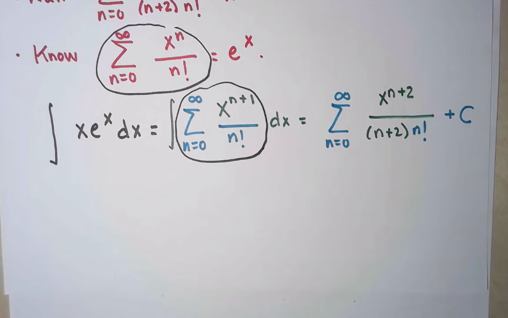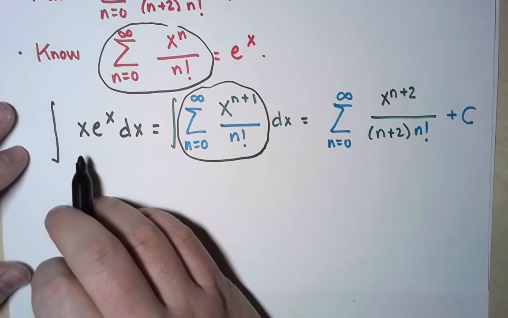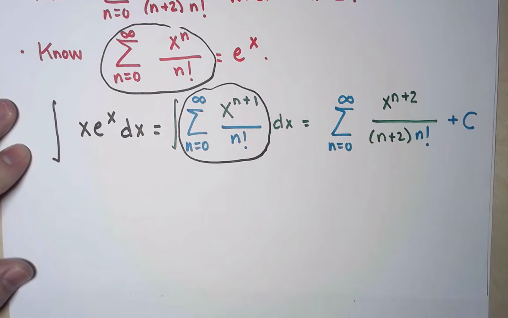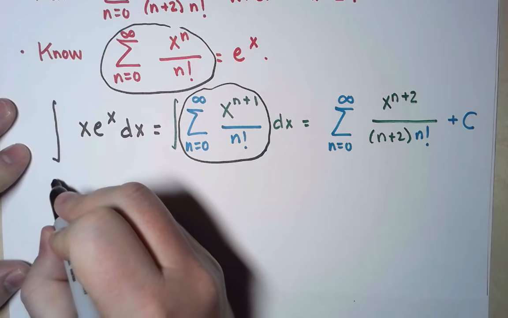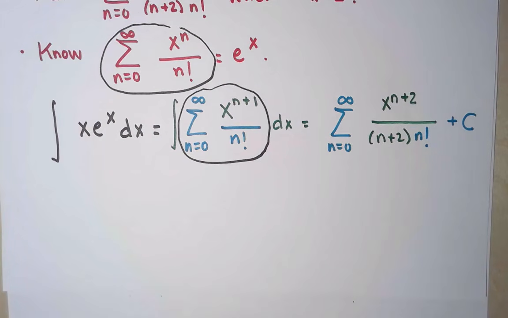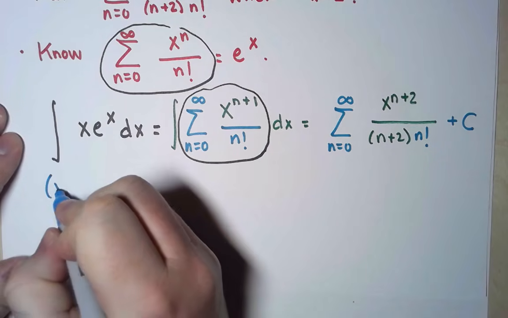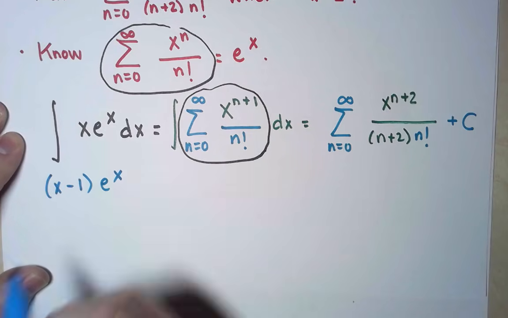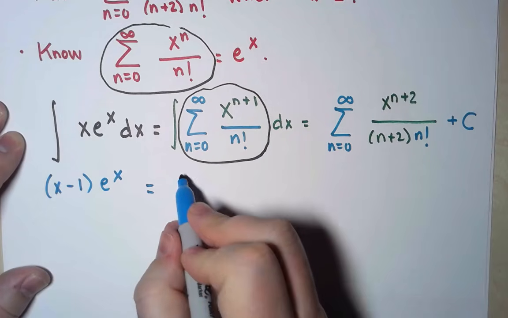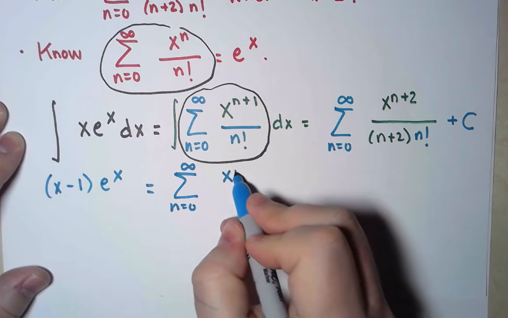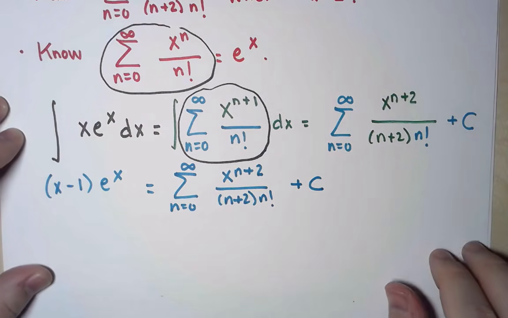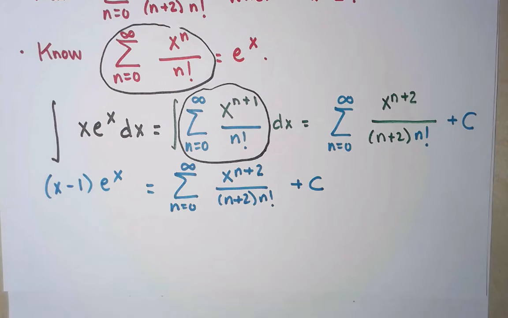First is the integration. Probably the best way to integrate this is with integration by parts. So if you need to do intermediate steps, go ahead and do them. And an antiderivative is going to be equal to x minus 1 times e to the x. So this is equal to this series plus an integration constant.